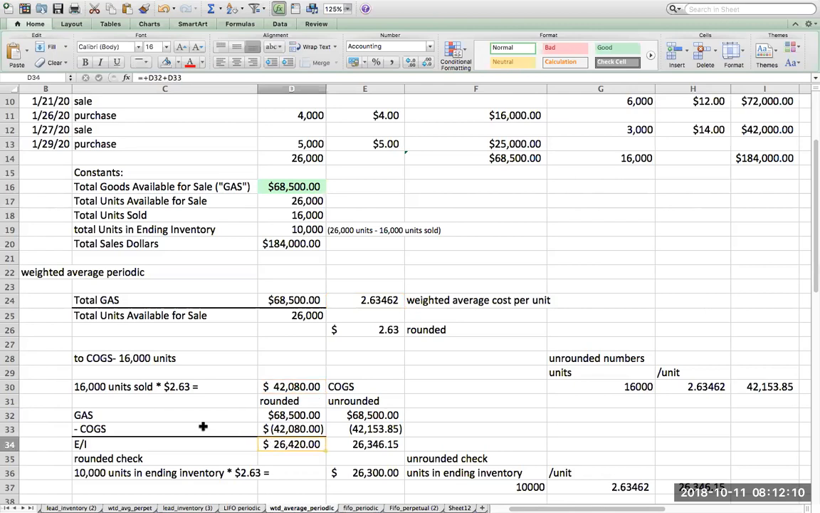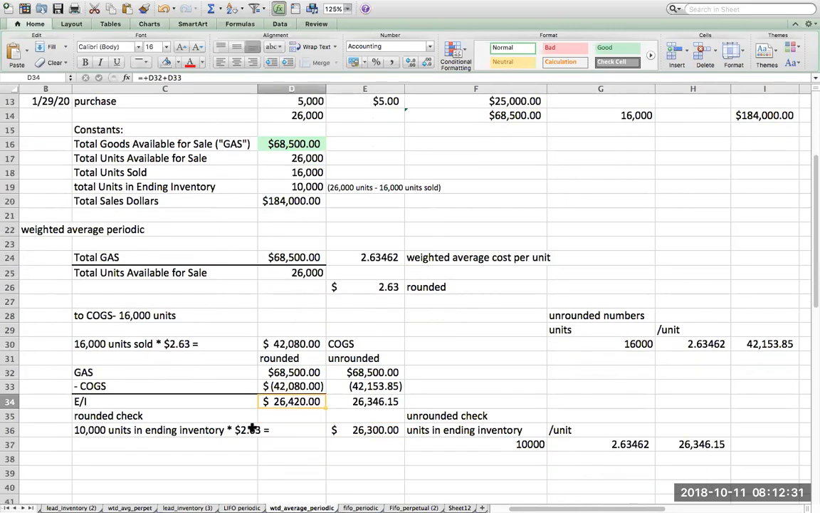Now, because we used a rounded number initially, I'm going to get 26,300 when I'm doing my check. The way I'm checking this is taking my units in ending inventory and multiplying by the weighted average. But it's slightly off because of the rounding. If I did an unrounded part, my numbers would come out exactly correct. So that is weighted average periodic.